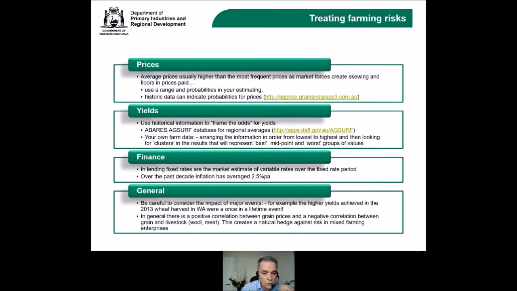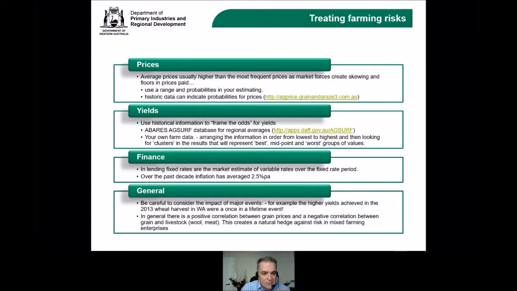And then the last one, just in general, we talk about when you are estimating and projecting in a financial sense, be aware of major events. And they give an example there of very high yields in general in 2013 with the wheat harvest in WA. That would be skewing some of the averages. So you need to consider that.